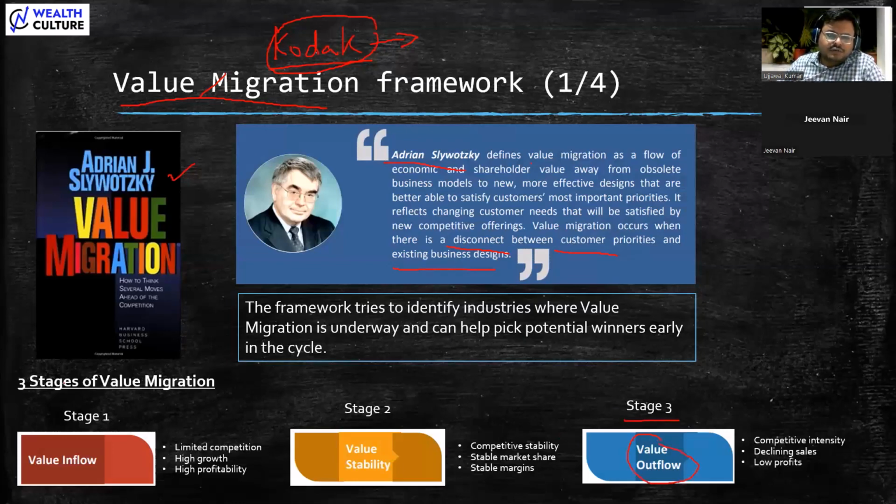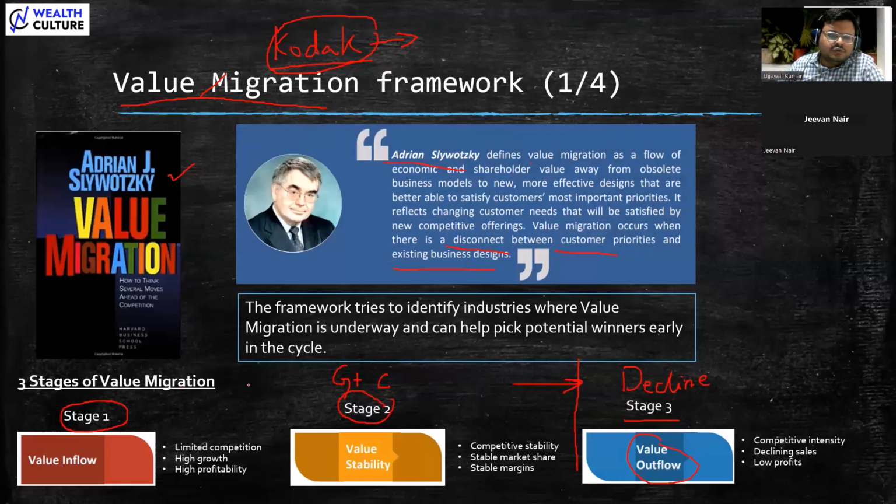So there are three phases, right? If you have to summarize, the inflow phase is called the emergence phase. Stage two is where you see the growth and the consolidation. And stage three is the decline phase, right? So we don't want to be part of the decline phase. We want to get out before we even enter the decline phase. This is our exit point.